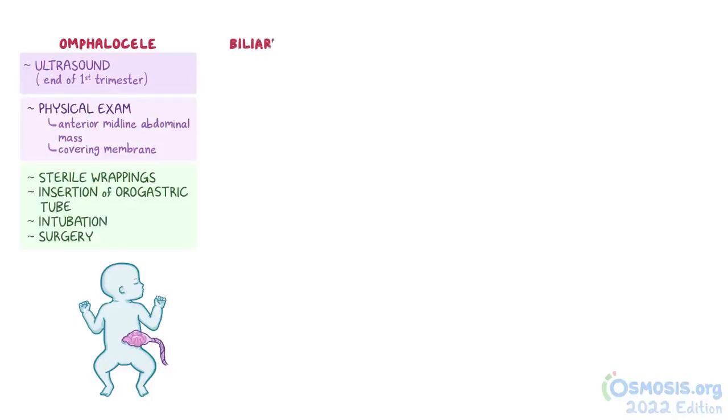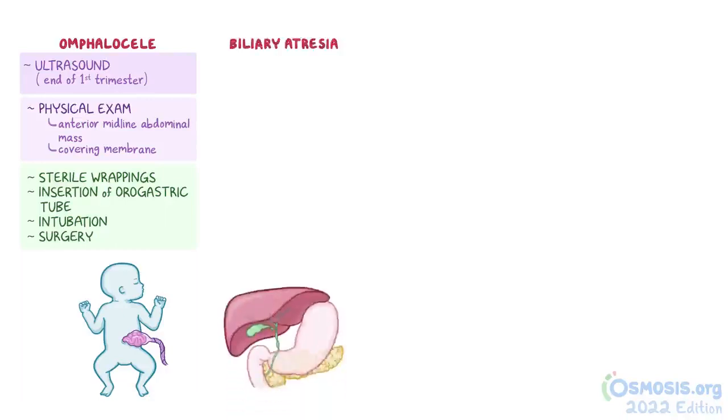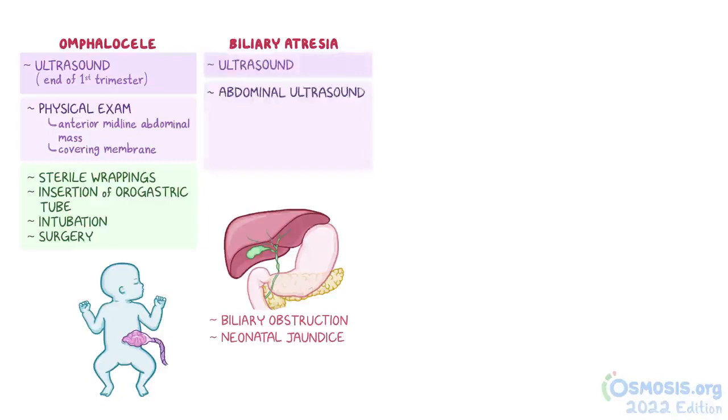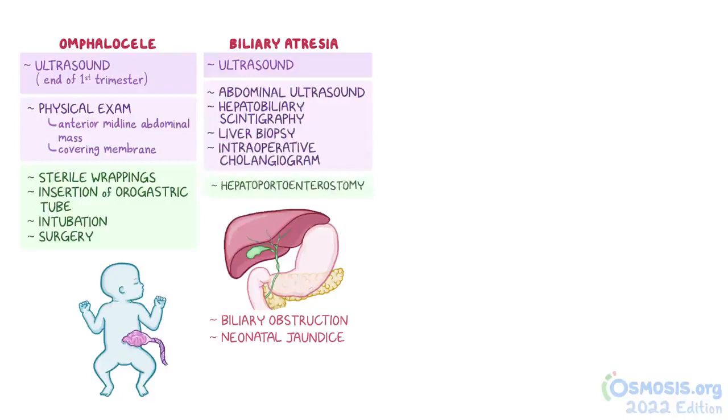Okay, so biliary atresia is a progressive fibro-obliterative disease of the extrahepatic biliary tree that leads to biliary obstruction and neonatal jaundice. Prenatally, biliary atresia can be suspected on ultrasound. After birth, diagnosis is based on an abdominal ultrasound, hepatobiliary scintigraphy, and sometimes liver biopsy. Diagnosis is then confirmed by intraoperative cholangiogram. Treatment consists of hepatoportal enterostomy, the Kasai procedure.